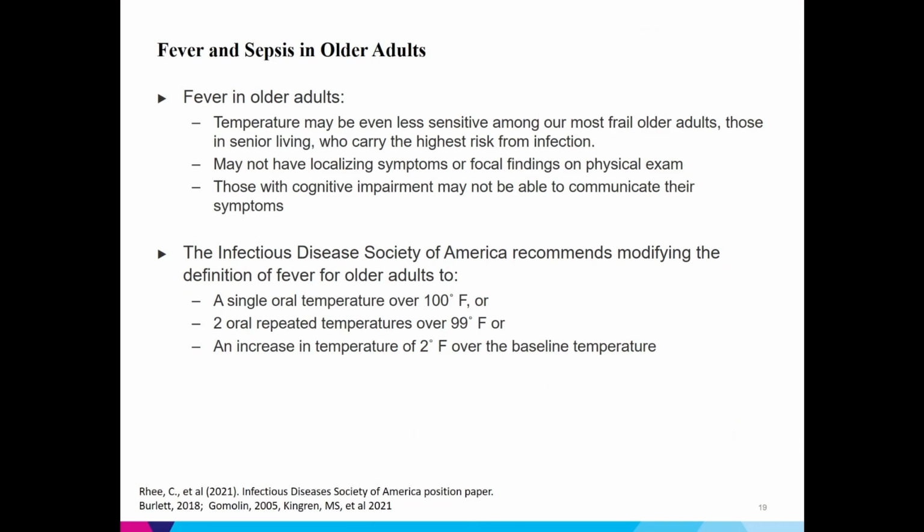The IDSA, the Infectious Disease Society of America, recommends modifying the definition of fevers for older adults. And by this, it means considering a single temperature above 100 degrees Fahrenheit, or 2 oral repeated temperatures above 99, or finally an increase in temperature of 2 degrees Fahrenheit over the baseline temperature for that individual.